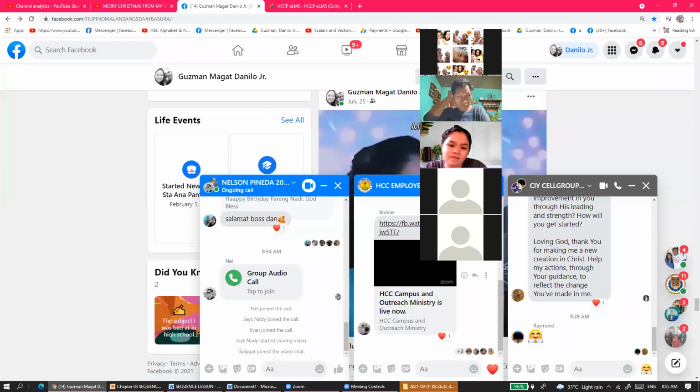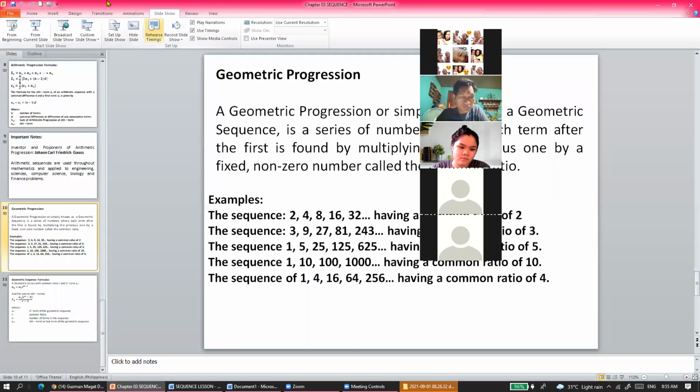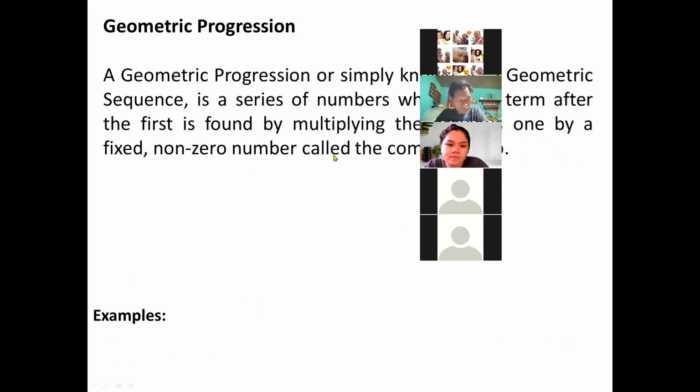Okay, let's proceed. Go back na tayo. Even all of you, pwede kayong mag-create ng examples ninyo, which is hindi naman siya ganun talaga kahirap.